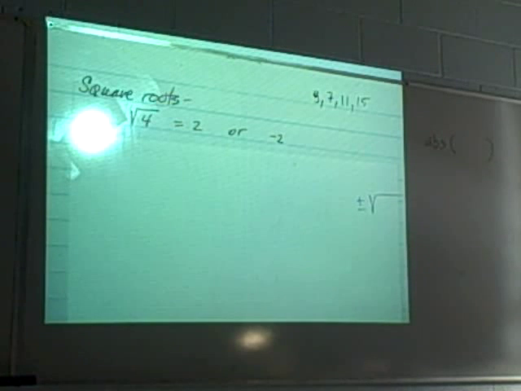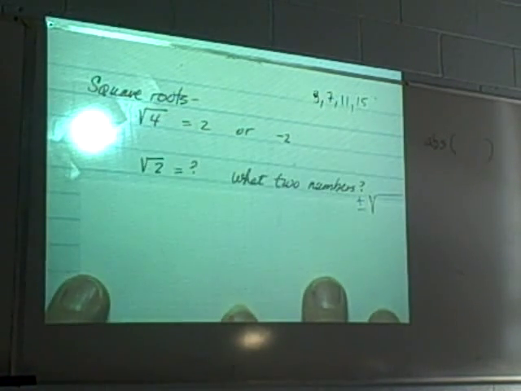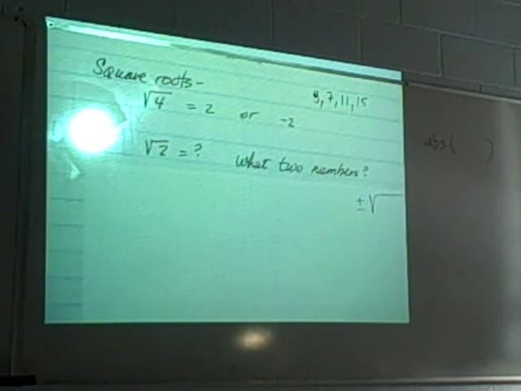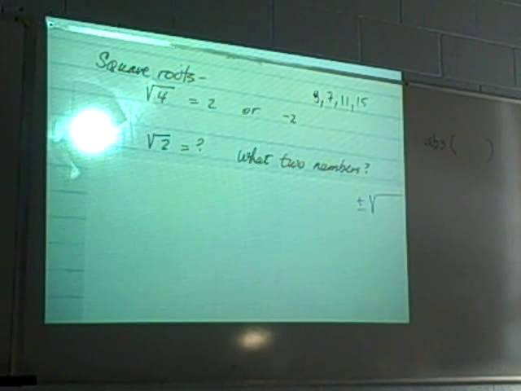So we know that the square root of 4 is 2. What is the square root of 2? 2 or 1? 1 point. 1 point what, somebody? What? No calculators. No calculators. How would you figure it out?